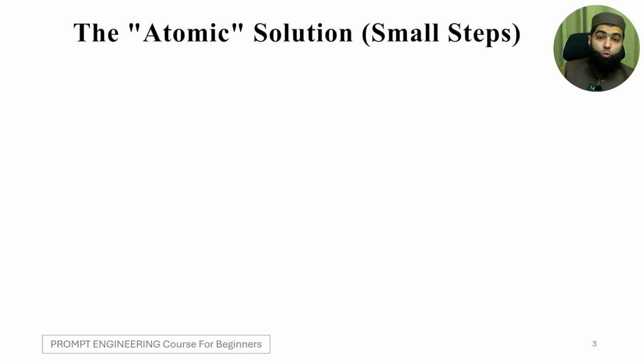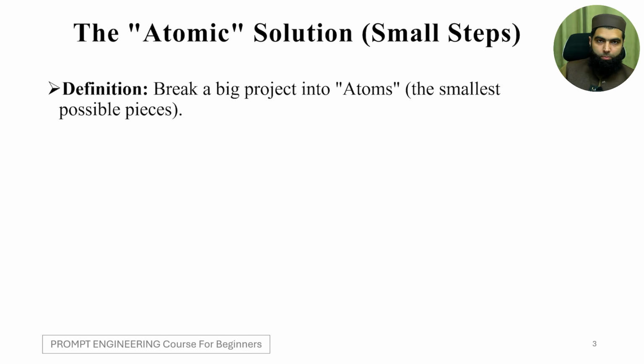So the solution to this problem is the atomic solution. What does atomic mean? The definition of atomic prompting is to break a big project into atoms. You have a very big project to do through AI tools. You don't do it in a single prompt. You break the project into meaningful pieces, which you will iterate over prompts. So what will be the atoms? The smallest possible pieces. I hope a lot of us have come from primary and secondary schools, so we have studied what an atom is. The smallest possible pieces. Similarly, you can link that concept with atomic prompting.